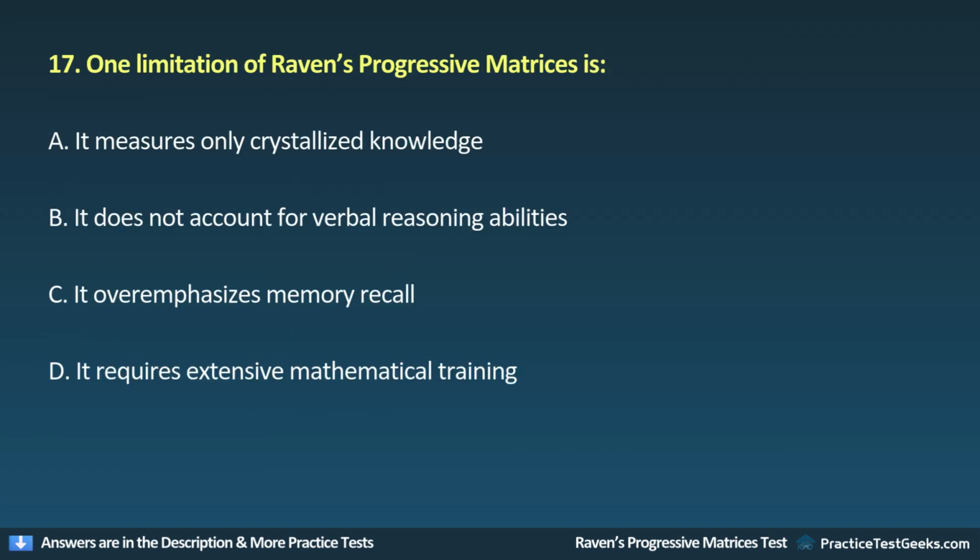17. One limitation of Raven's Progressive Matrices is: A. It measures only crystallized knowledge. B. It does not account for verbal reasoning abilities. C. It overemphasizes memory recall. D. It requires extensive mathematical training.